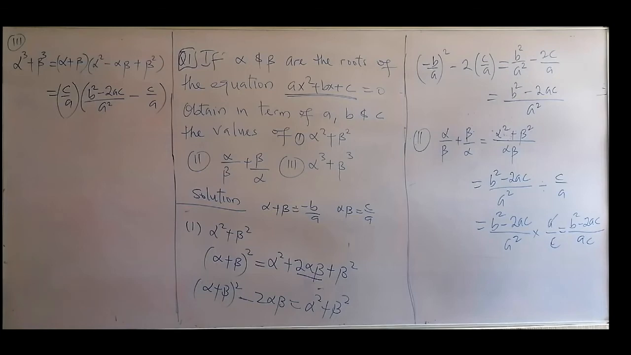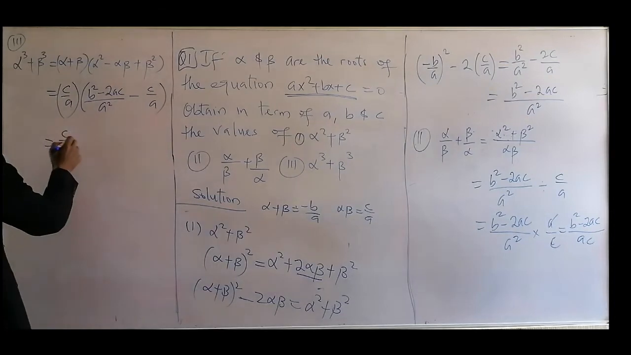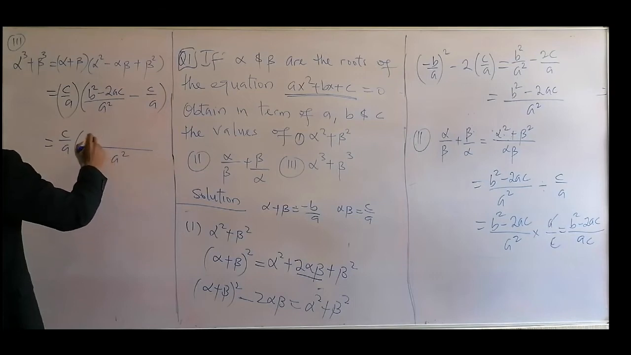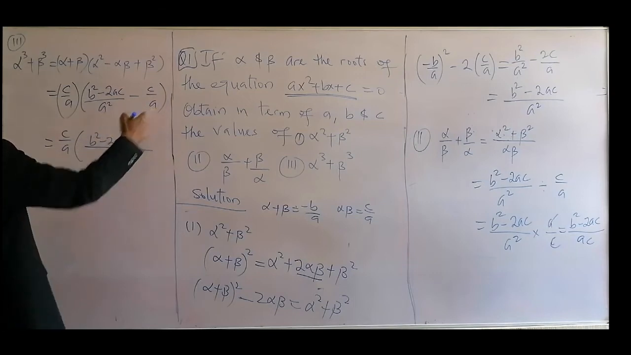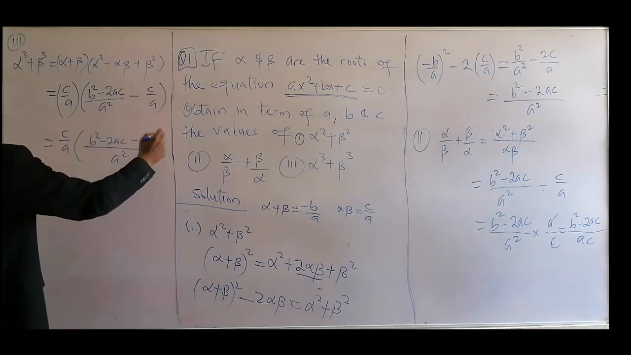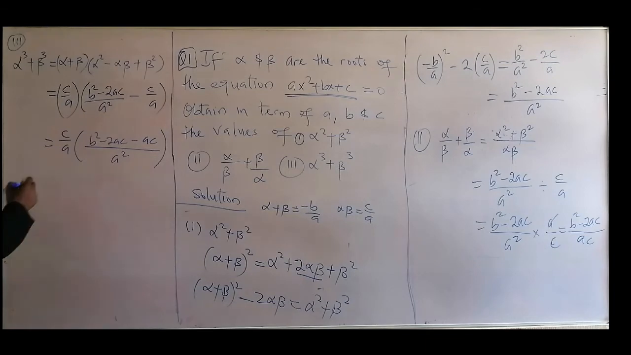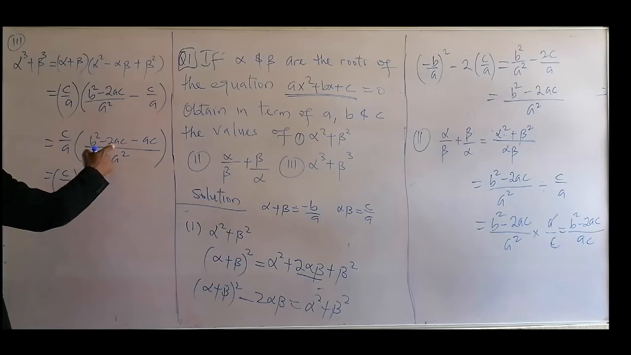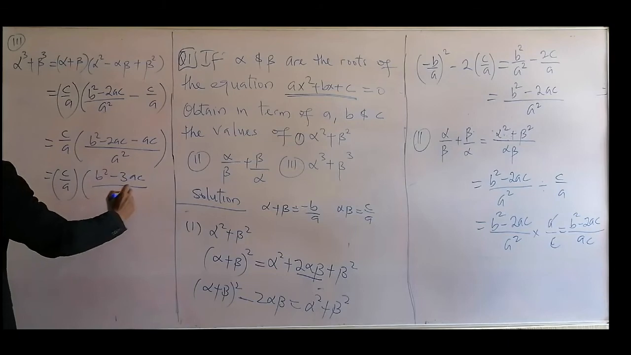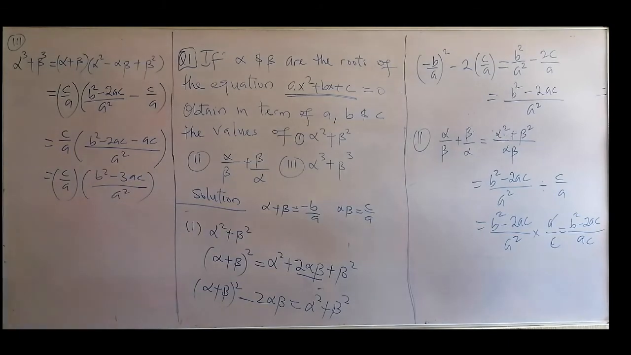So what we need to do now in this case is this will be equal to c over a into bracket these two. That will be a square, and that will be b square minus 2ac. a in a square, it will be another a times c minus ac. So finally we are going to have c over a into bracket b square minus 2ac minus ac, that's minus 3ac over a square. So that's that on this question.